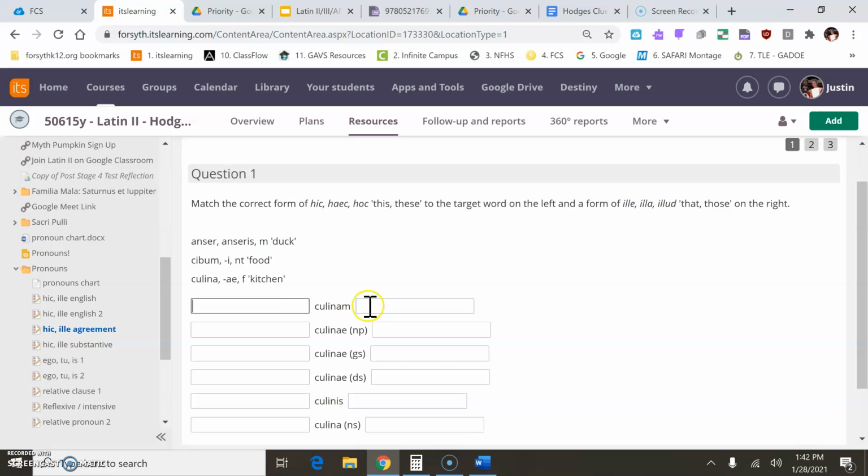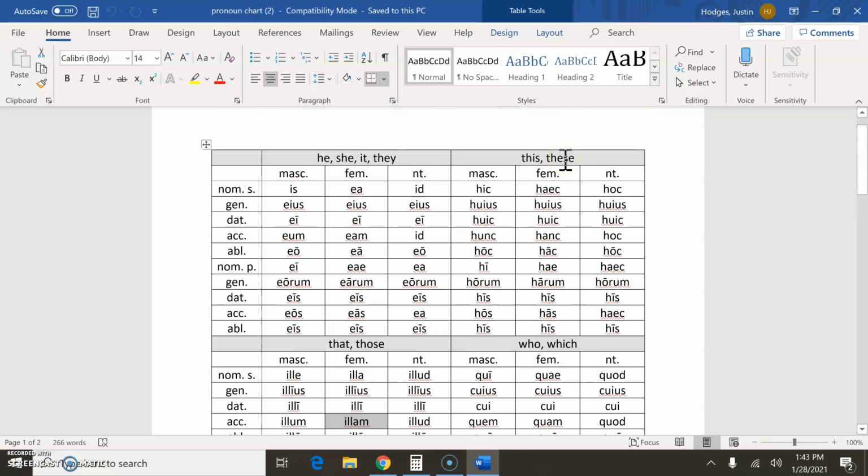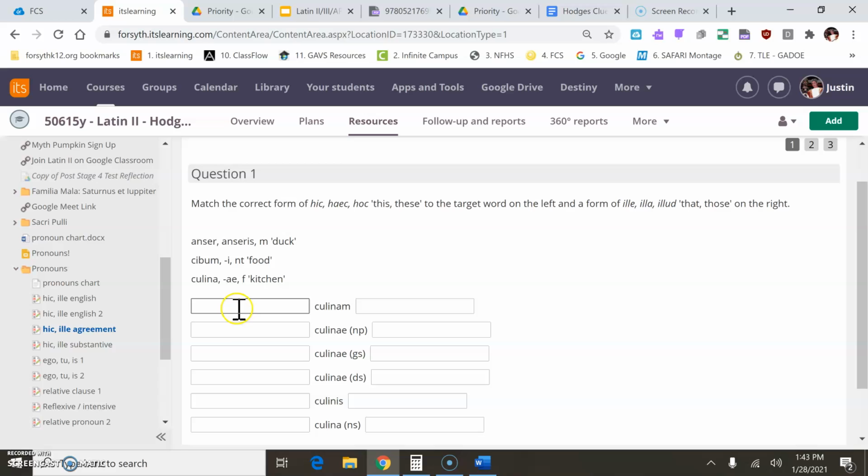And over here on the left, we have culinam. What case is that? Nominative, genitive, dative, accusative, or ablative? If it ends with am. It's accusative. Very good. And you can get that from looking at your noun chart. So it is accusative, singular or plural? There's only one, yeah, it's singular. So on the left, we're going to need the feminine accusative singular of this, which will be hanc. And on the right, we're going to need the accusative singular of ille, illa, illud, the feminine version, which will be illam. So over here on the left, hanc. And then over here, illam.